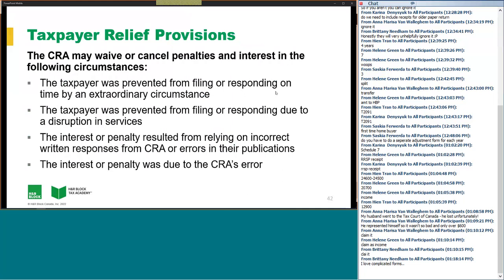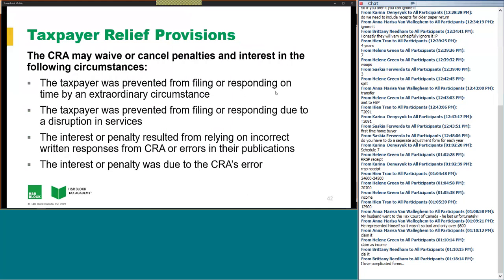Now, disruption in CRA services usually doesn't affect just one client. So we had a year where the CRA was down for a solid 2 weeks in the middle of tax season. And what they did, instead of having everyone go through taxpayer relief, they just extended the deadline for filing by 2 weeks.